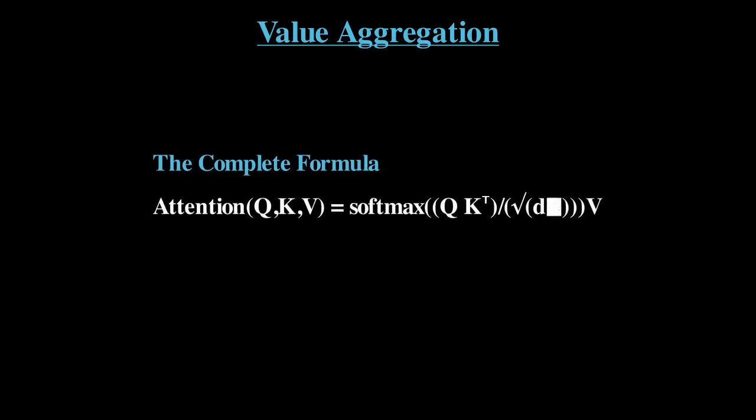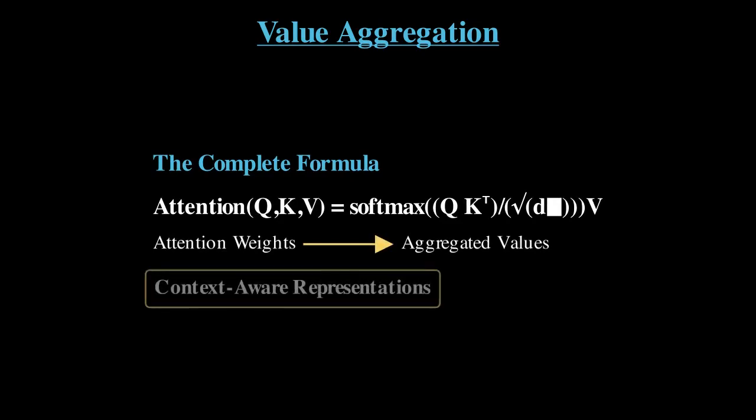Finally, we multiply these computed attention weights by the corresponding value matrix, V. This critical step aggregates the values based entirely on the learned weights. Sequence elements with high attention scores contribute heavily to the final output representation, while completely irrelevant elements are heavily suppressed. This provides the complete scaled dot product attention formula, the foundational engine driving modern transformer architectures.